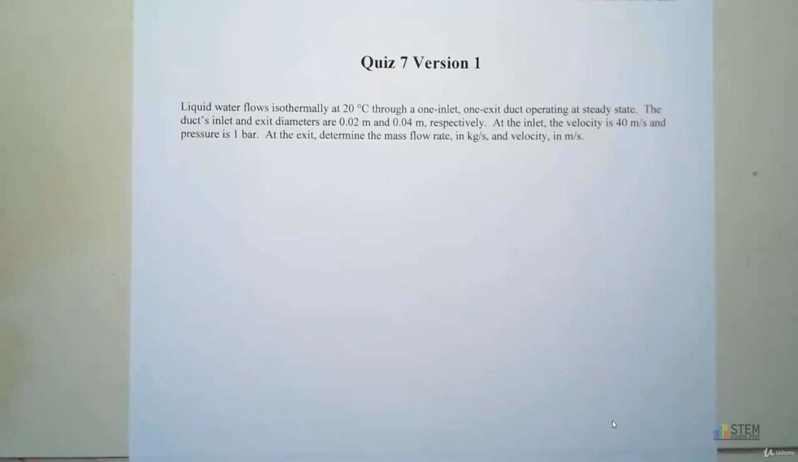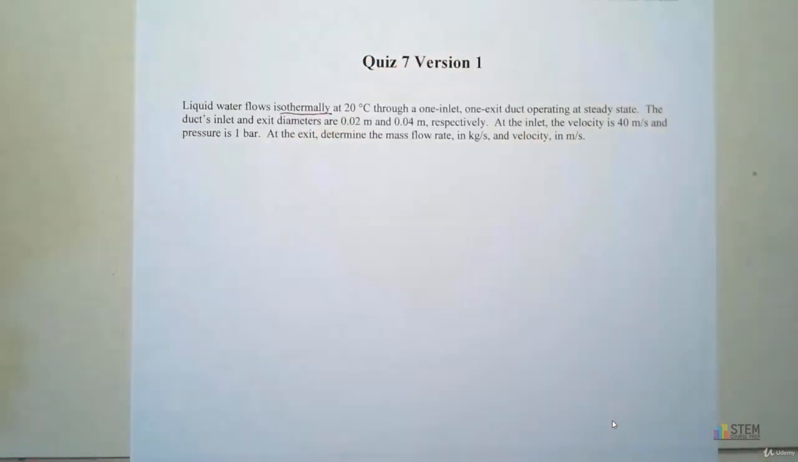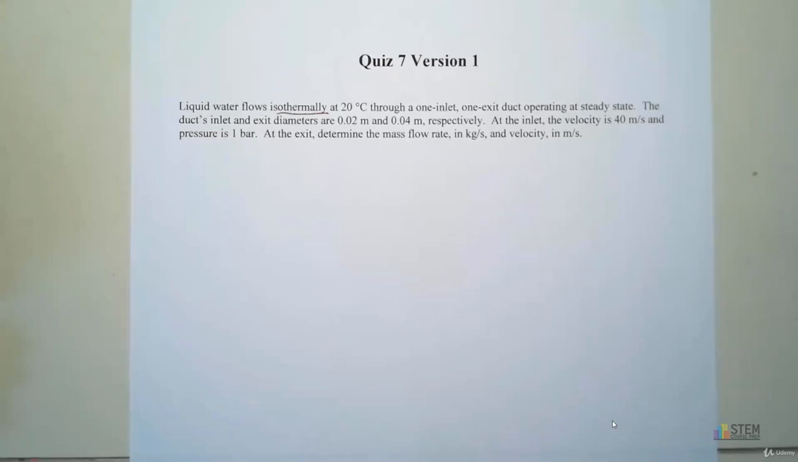Now, first, notice that word right there, isothermally. What does that tell us? It tells us that the temperature is going to stay constant. Then we've got steady state. That will help us along with our mass flow rates. And that's about the only keywords we really need to pay attention to. Now let's write down what we've got.